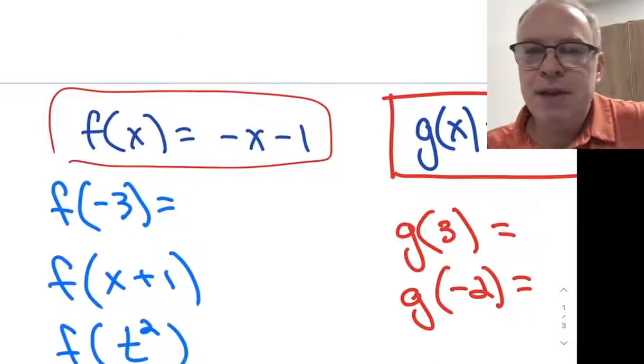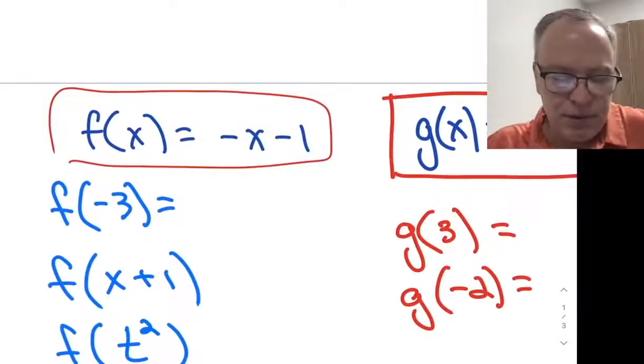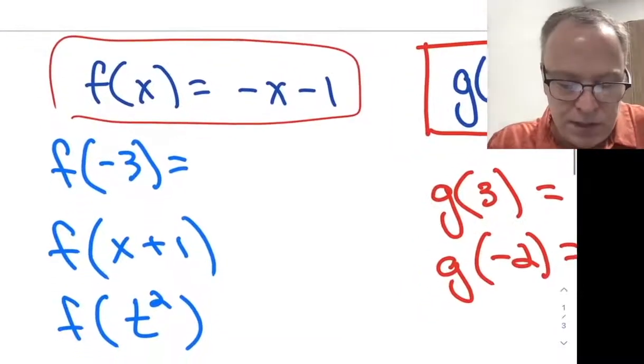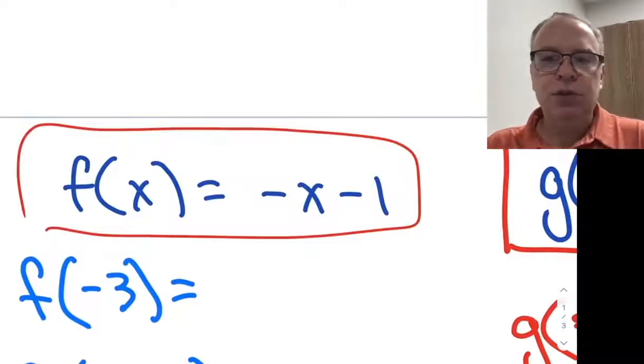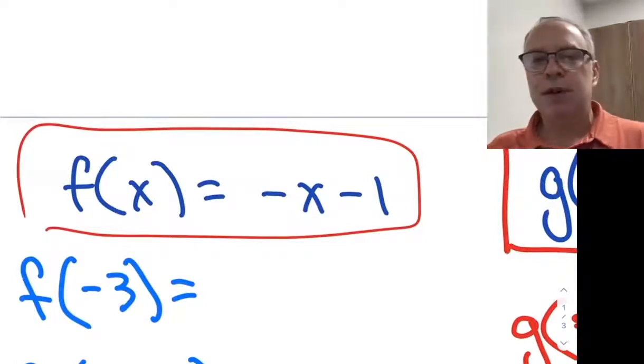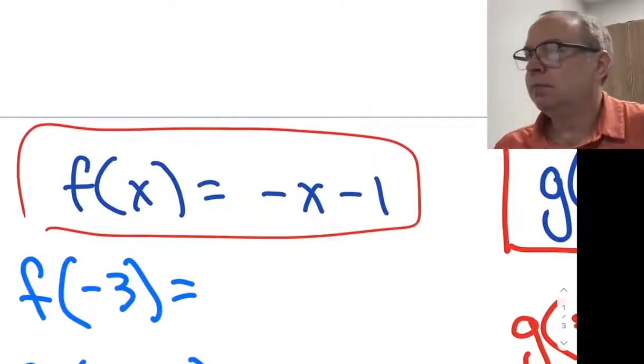Again, it's not f times x, it's not g times x, it's the name of the function, f of x. So let's start with f of -3. Why don't you go ahead and do that real quick and put your answer in the chat. I look forward to hearing what you got here. Be careful.